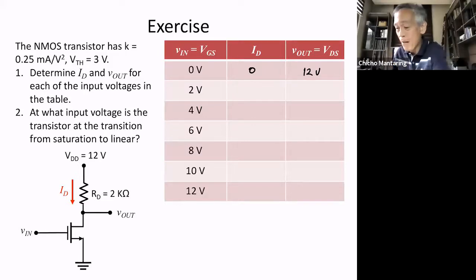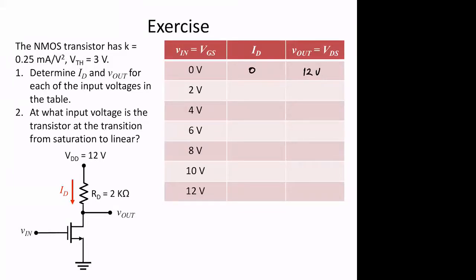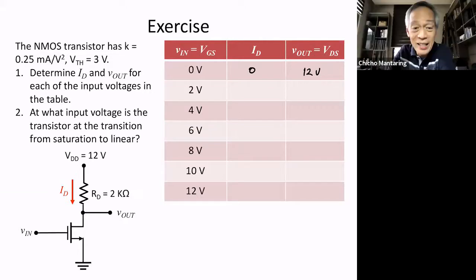Okay. So pag Vin is 2 volts, okay, ano yung magiging value ng ID? Still 0. 0 pa rin, di ba? Because it is still less than VTH, no? And therefore, our output is 12 volts.